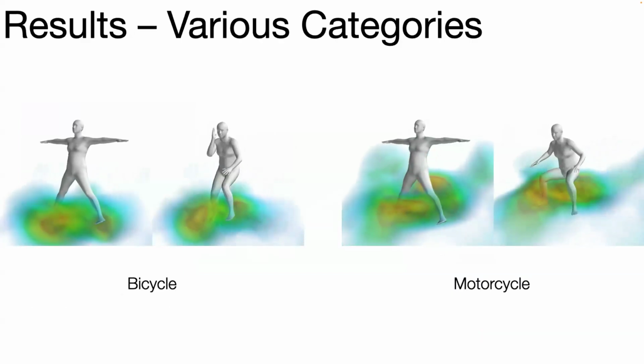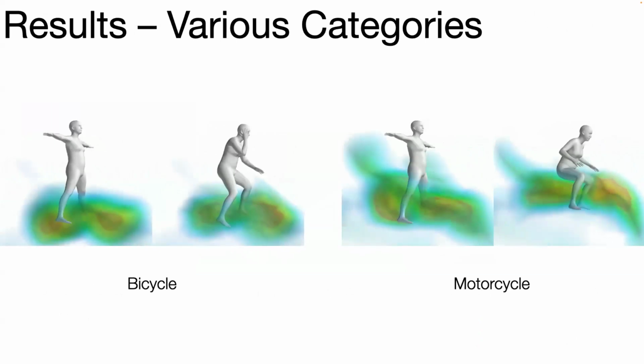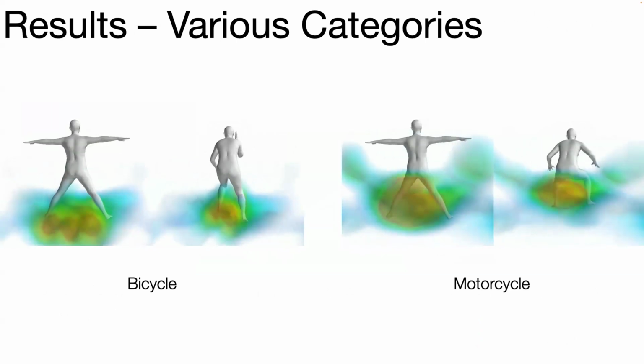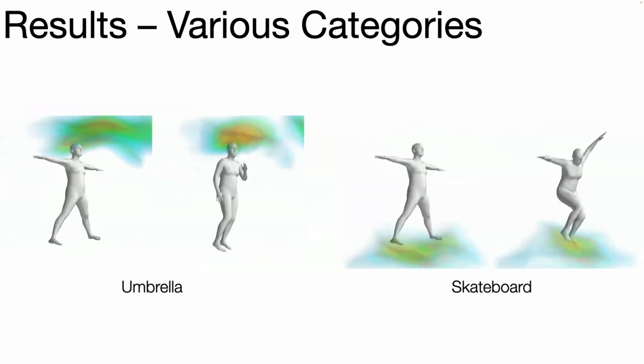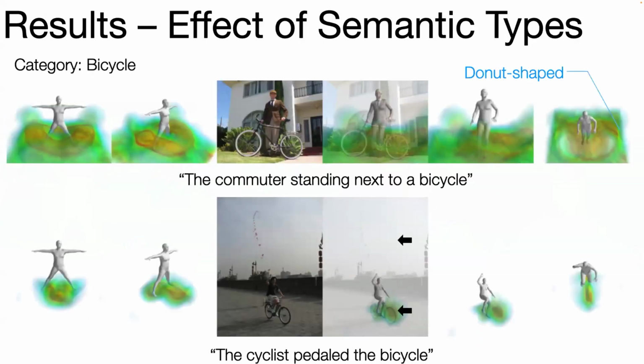So let me just directly show you some results here. Bike or motorcycle, automatically computed, umbrella, skateboard. These are some examples of different semantics, even though both of them are the HOI for the bike example. The commuter standing next to a bike. In this case, you can actually see the donut-like shape around the person. And in this case, the cyclist is pedaling the bike. In this case, you can see some more typical patterns in the HOI case.